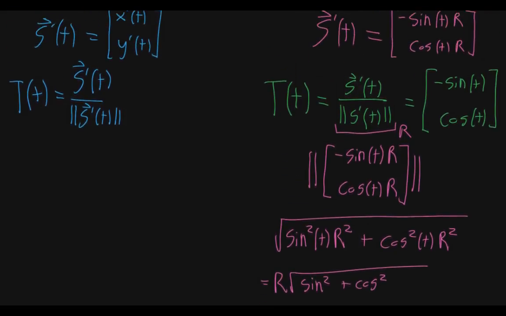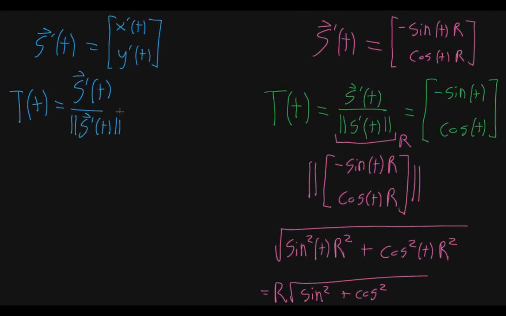But in the general case, we might not be so lucky, because the magnitude of this derivative is going to be the square root of x prime of t squared, the x component of the derivative, plus y prime of t squared, just taking the magnitude of a vector. So when we take the entire function and divide it by that, what we get doesn't simplify as it did in the case of a circle.